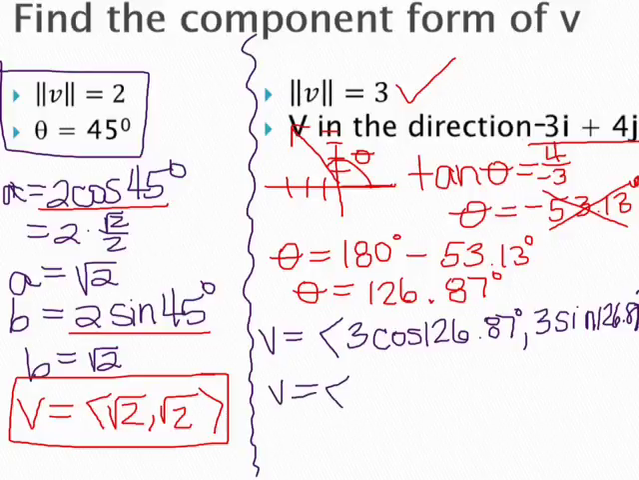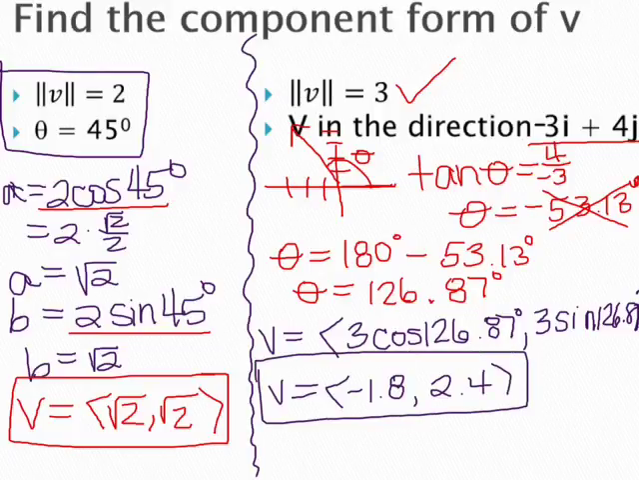So in your calculator, if you take 3 times the cosine of 126.87, you should get negative 1.8. And if you take 3 times the sine of 126.87, you should get 2.4. So there is our vector v.